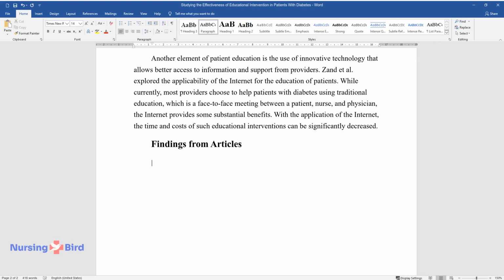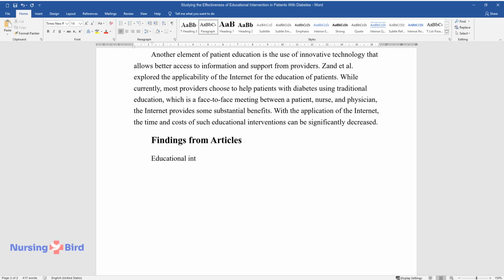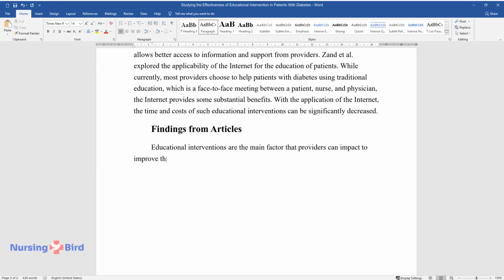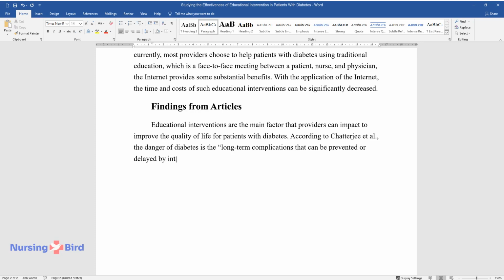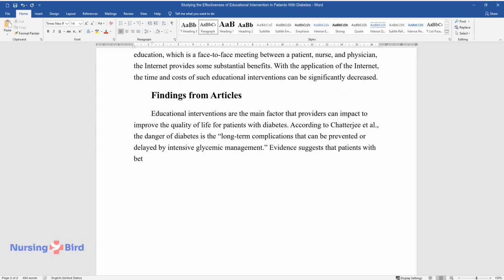Findings from articles. Educational interventions are the main factor that providers can impact to improve the quality of life for patients with diabetes. According to Chatterjee et al., the danger of diabetes is the long-term complications that can be prevented or delayed by intensive glycemic management. Evidence suggests that patients with better self-management skills have better outcomes, and one way to address these skills is through education.